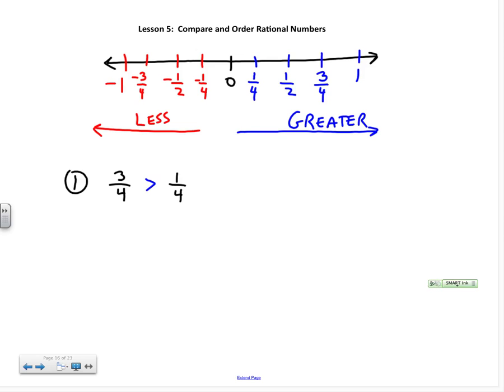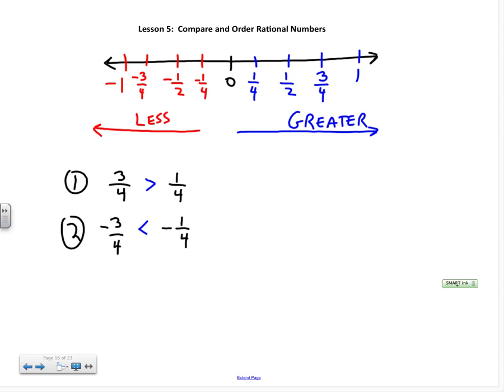All right, let's take a look at number 2. This time we're going to look at negative 3/4 compared to negative 1/4. So now we're on the negative side of 0. If we look on the number line, negative 3/4 falls farther to the left of negative 1/4. So that's going to make that number less than. Notice the difference in the positive fractions and the negative fractions. They're really opposite because we have to think of the directions on the number line.